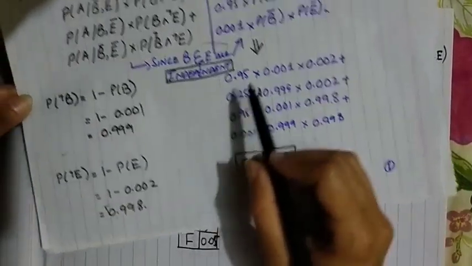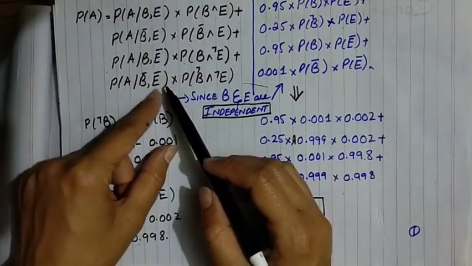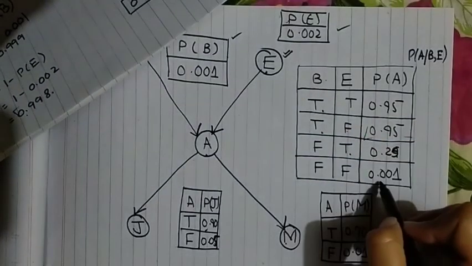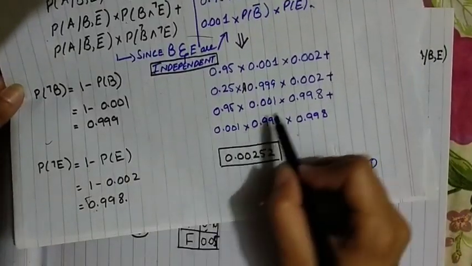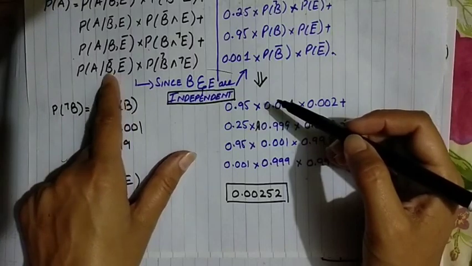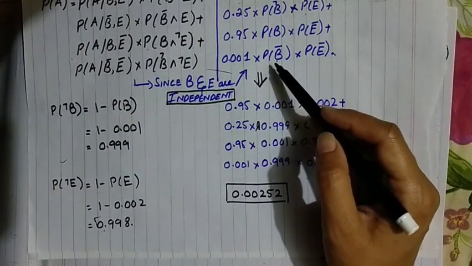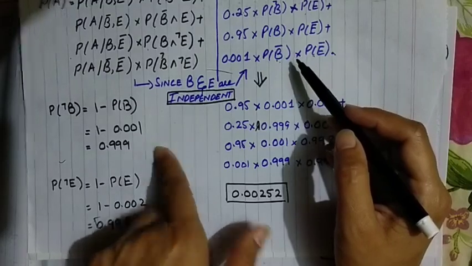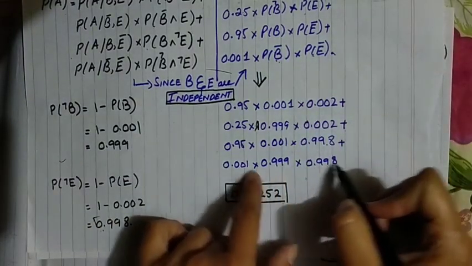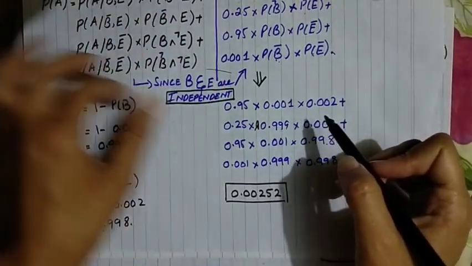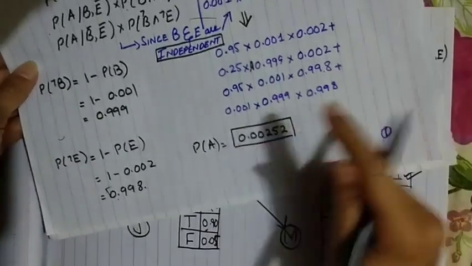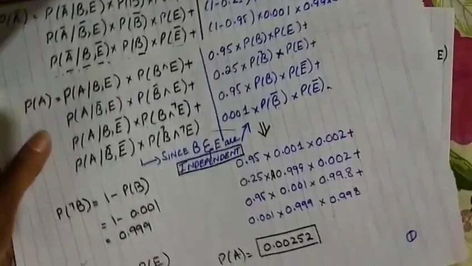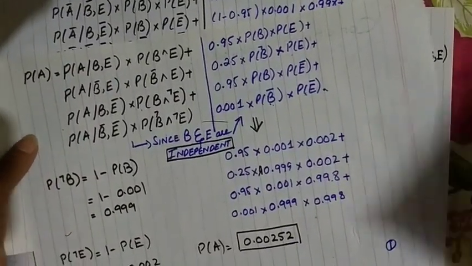Now the last one, probability of a given that not b comma not e. For this the probability is 0.001, and both of these two variables are actually false. We had already found out their values. So here I would place it within this particular formula, and after multiplication and summation I will get the probability of a to be equal to 0.00252. So I just placed this value over here.